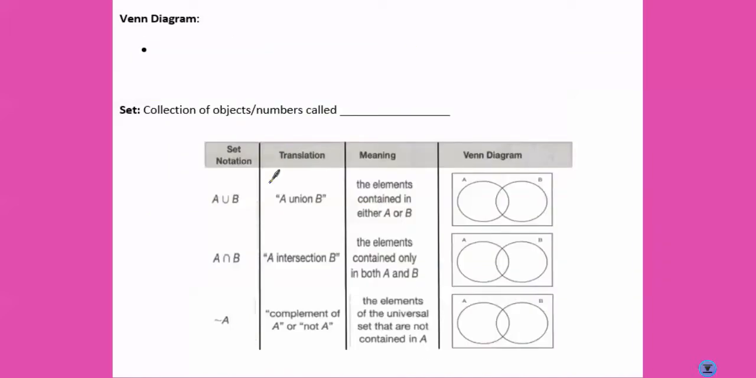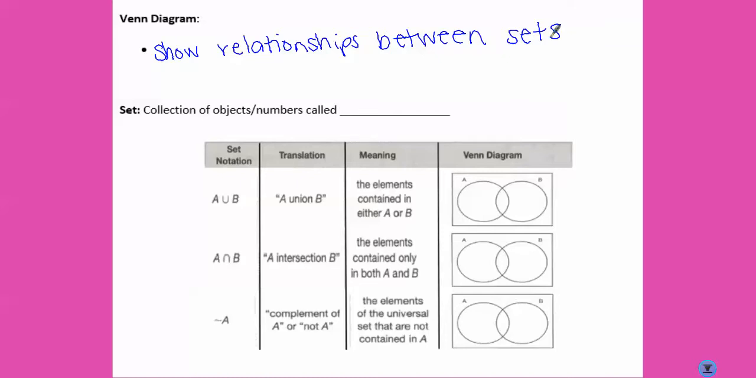So let's look at Venn diagrams. Venn diagrams show relationships between sets. Sets are a collection of objects or numbers, and those are called elements. So if we have A union B, see how this kind of looks like the and symbol we just talked about on the other page? It's saying everything in A and everything in B. So it can be in either one of them. So in a Venn diagram, that would be anything in the A circle and anything in the B circle.